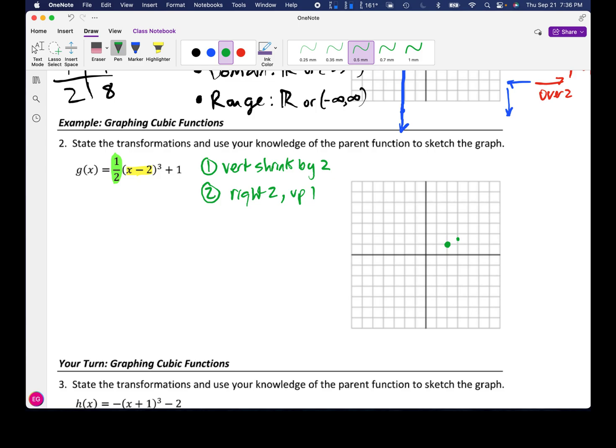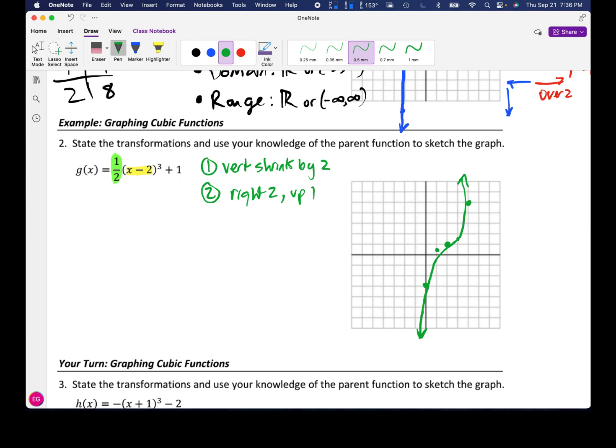When I go over 2, I would normally do 2 to the third. 2 to the third is 8. I'm only going to do half of that. So I'm going to go up 1, 2, 3, 4. And then I'm just going to mirror that the other way. So I'm going to go backwards and down, and then backwards 2 and down 1, 2, 3, 4. Okay, so using the shortcut, that's what we got going on there.